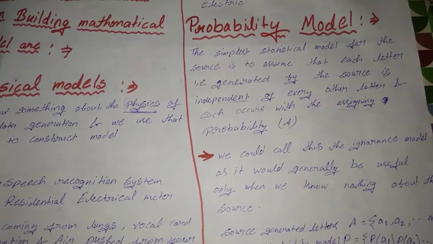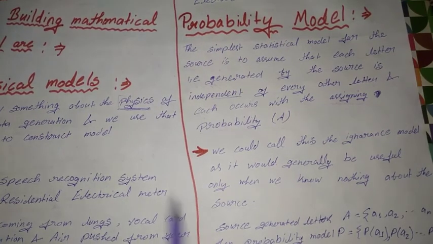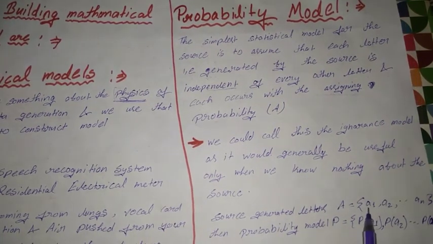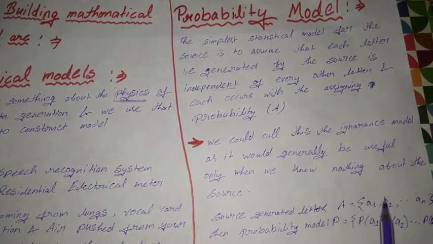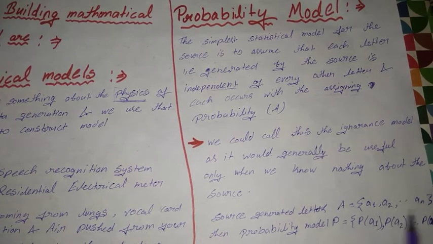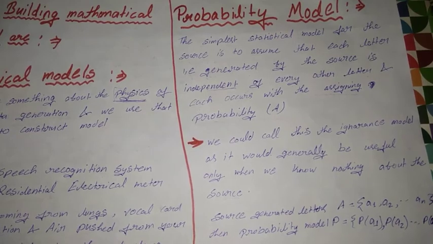Here one example is given: a source generates letters like A1, A2, A3, then each letter is independent of each other and each letter has its own probability, that is P(A1), P(A2), P(AN), etc.